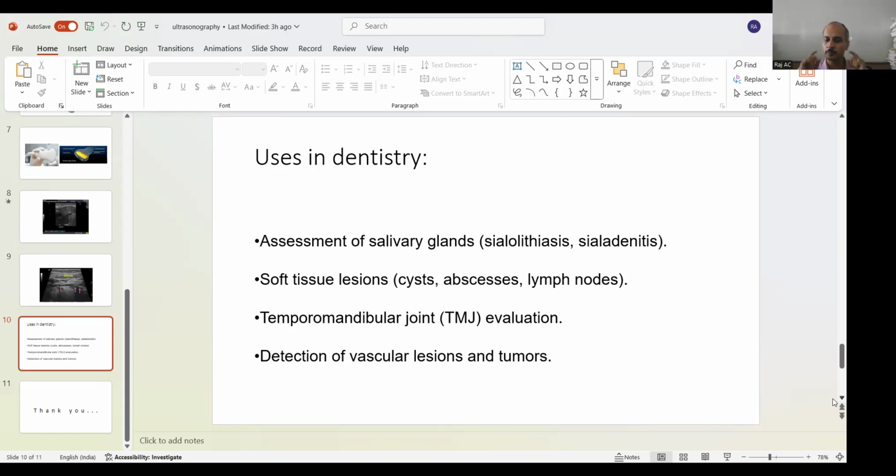Lesions related to muscles of mastication, you can check. Temporomandibular joint, not the hard tissue part, the soft tissue part. Disc, that is the articular disc, and ligaments. All these things you can check with ultrasonography. Detection of vascular lesions and superficial lesions, tumors near the skin surface can also be checked through ultrasonography.